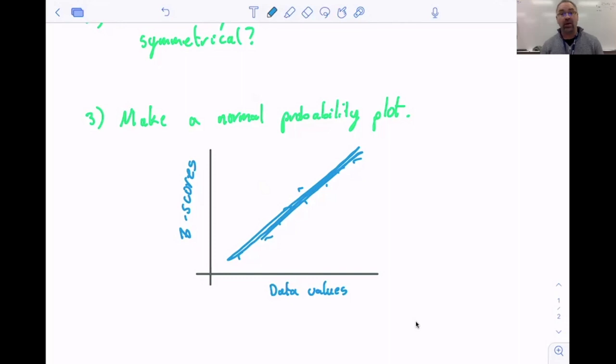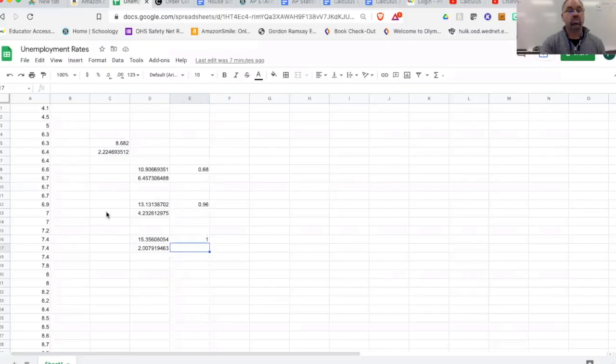I'm going to do it in two ways. I'm going to do it on the spreadsheet first. And then we're going to go ahead and use the calculator. And I'll give you a chance to put the data into your calculator so you can follow along. But let's go take a look at the data here. And what you know is I need the z-scores here.